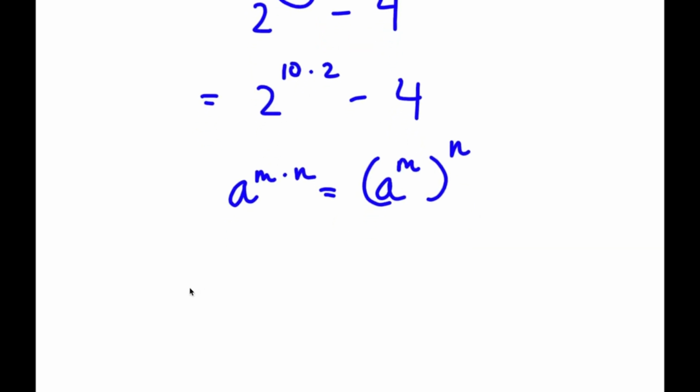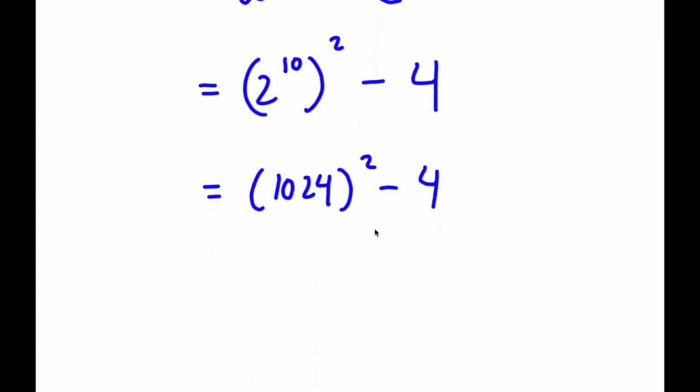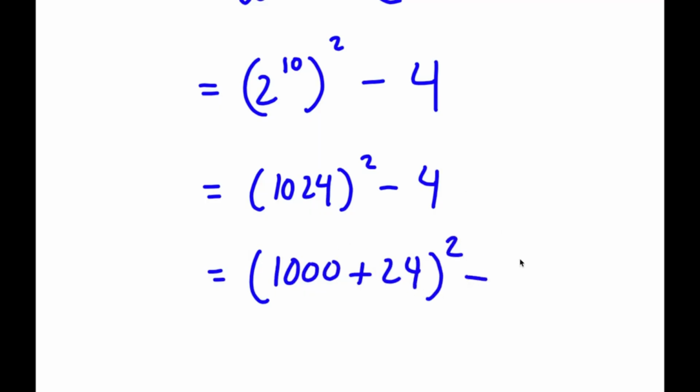So we can rewrite 2 to the power of 10 times 2 as 2 to the power of 10 to the power of 2. Now I have this minus 4. Now 2 to the power of 10, that's the same thing as 1024. So now I have 1024 to the power of 2 minus 4. And 1024 I can rewrite as 1000 plus 24. So now I have 1000 plus 24 squared. Now I have this minus 4.